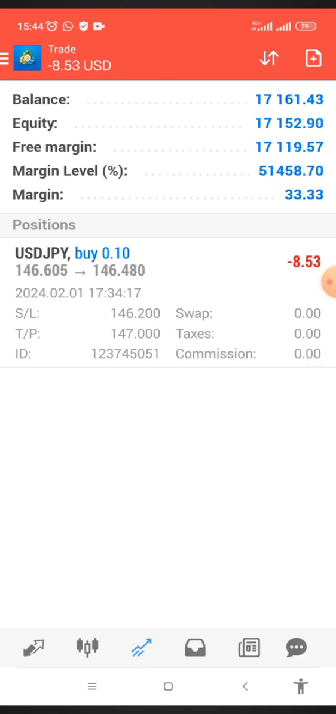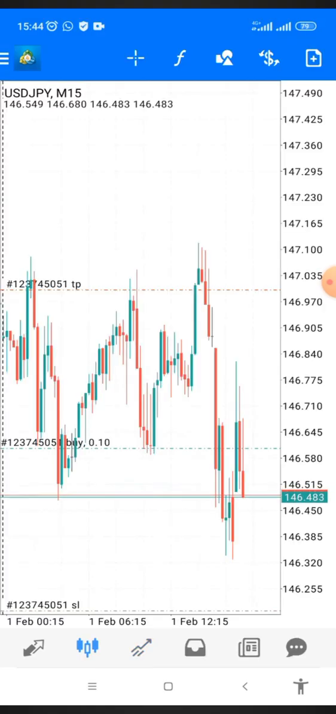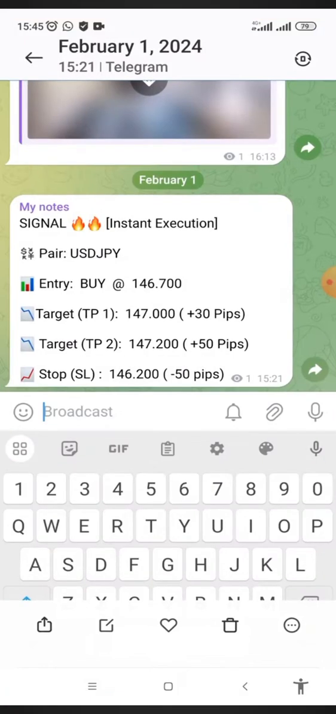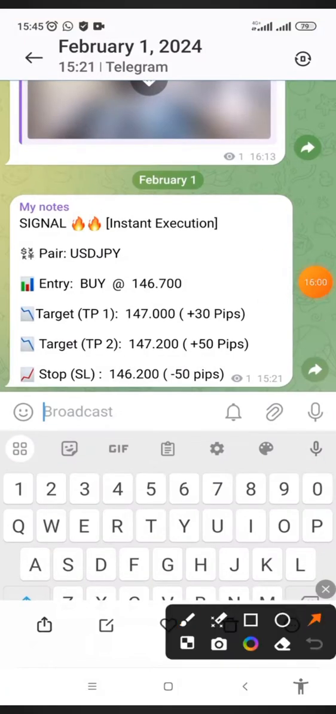Do not say that, okay, the person said instant execution, so you are waiting for price to reach exactly the entry price before you enter. If price hasn't reached the entry price yet, then it is your advantage. Take note, write this point down. If the price hasn't gotten to the entry point that the person gave, for instance, this is the entry point here, 146.700, then it becomes your advantage to go in.